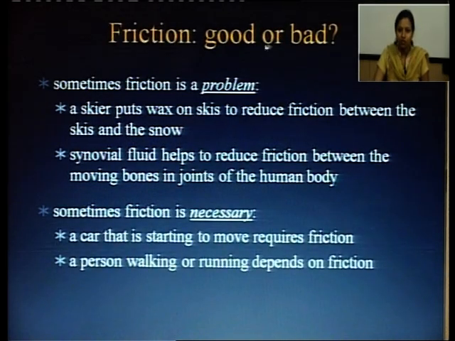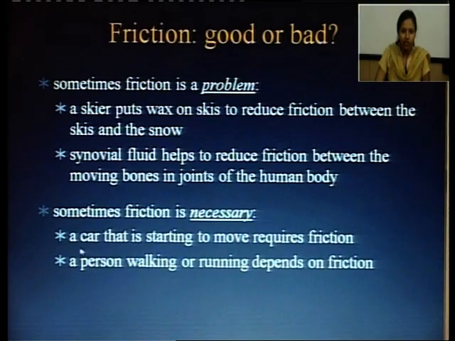Friction, whether it is good or bad: sometimes friction is a problem, but sometimes friction is necessary. So, it is friend as well as foe. A skier puts wax on the skis to reduce friction between the skis and snow to avoid any accident. Another one is a biological application: this fluid helps to reduce friction between the moving bones in the joints of the human body.